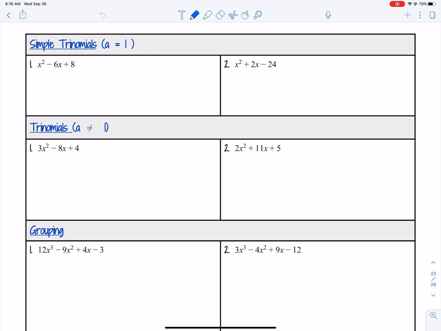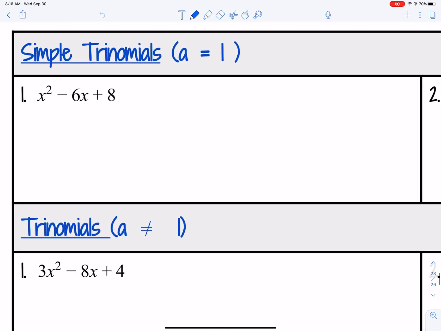In this video, we're going to cover how to factor trinomials where a equals 1, trinomials where a is not equal to 1, and grouping. So first, let's start with simple trinomials where a is equal to 1. That means that the leading coefficient is a 1.